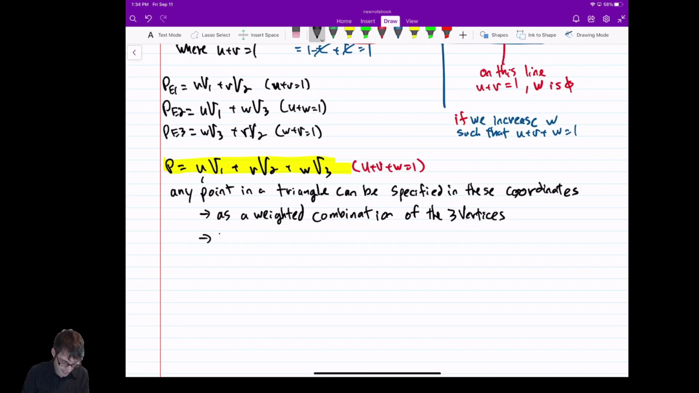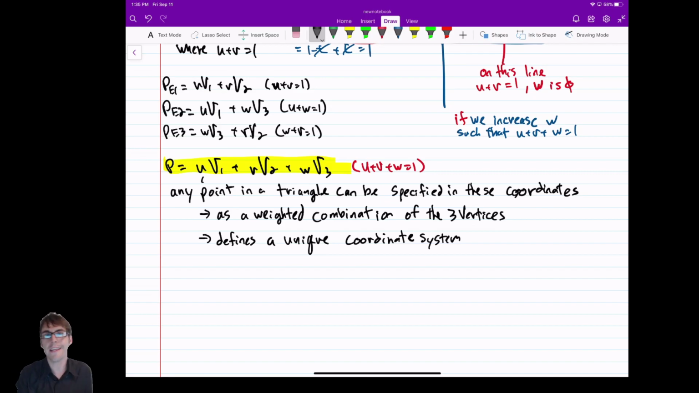And this actually defines a unique coordinate system. And what this means is that a U, V, and W value gives you one single point. And any given point only has one U, V, and W. So you can sweep across the triangle by modifying those values and hitting all the points. It defines a unique coordinate system inside the triangle.